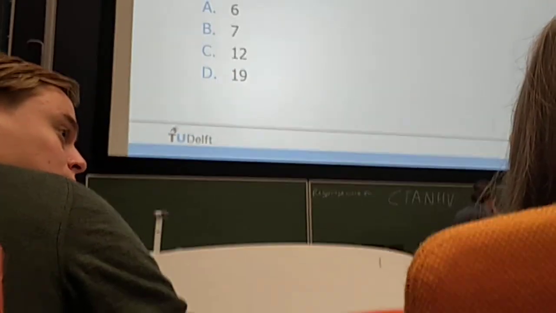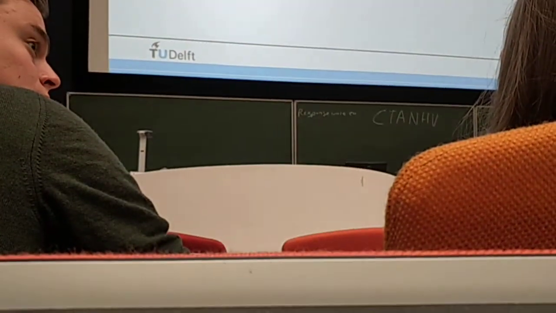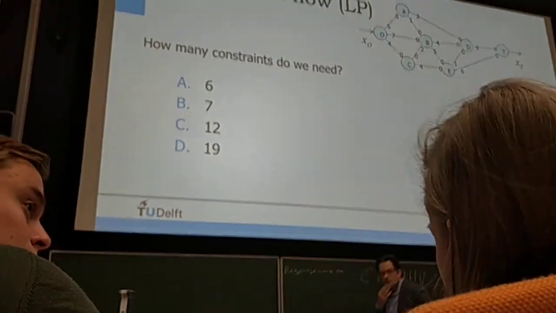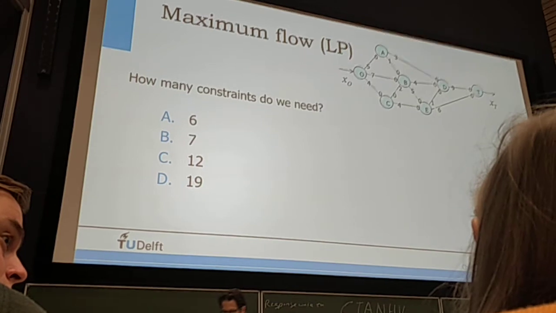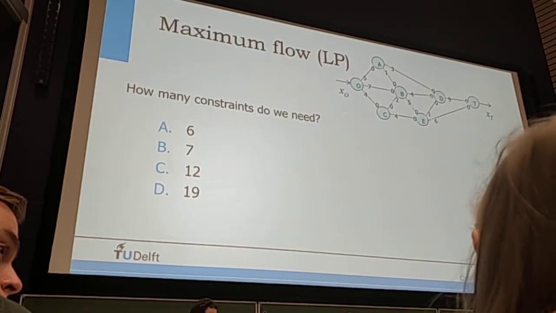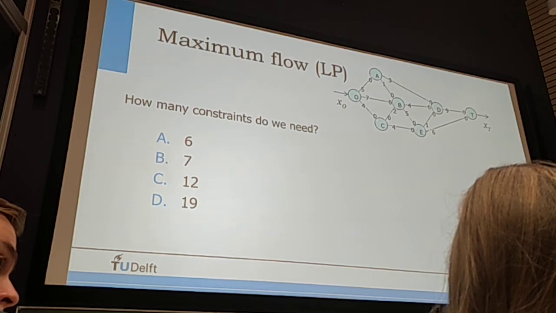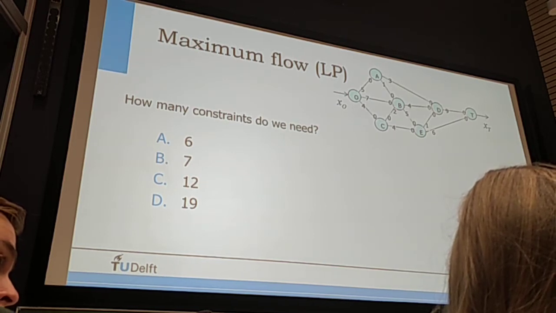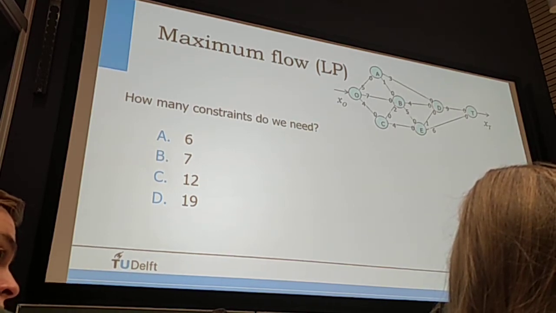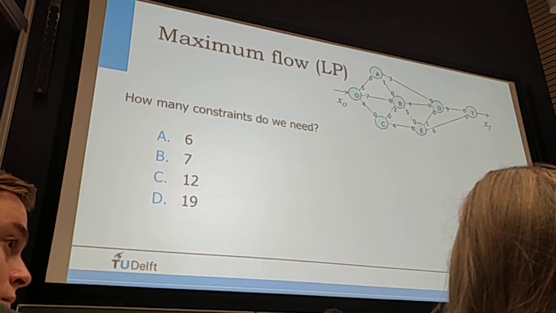So how many constraints would we actually need to solve a maximum flow LP model for this problem? So how many constraints do we need for this smaller linear programming problem?